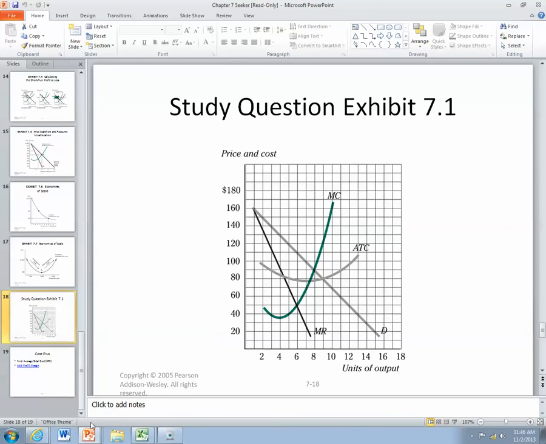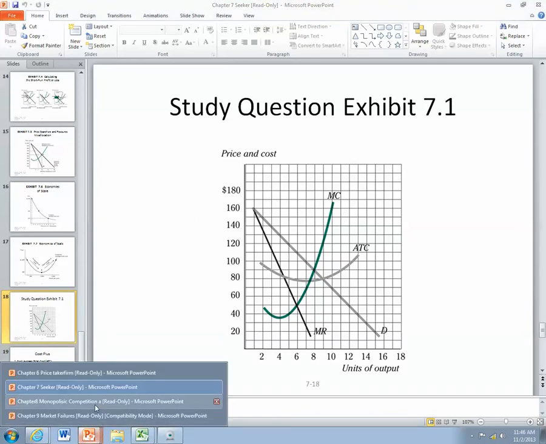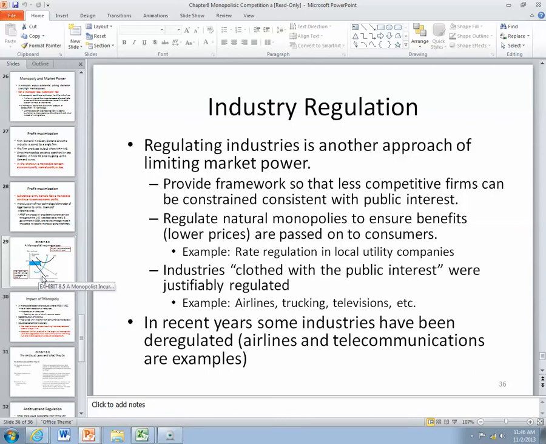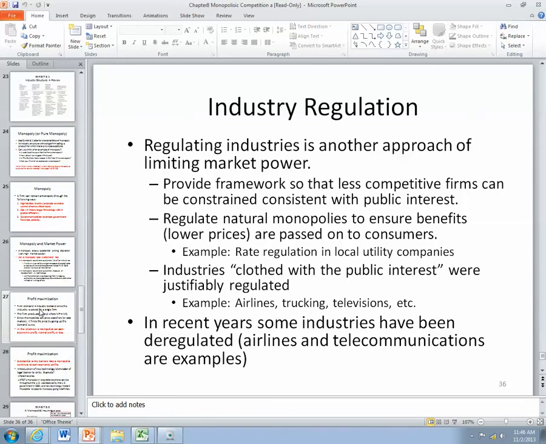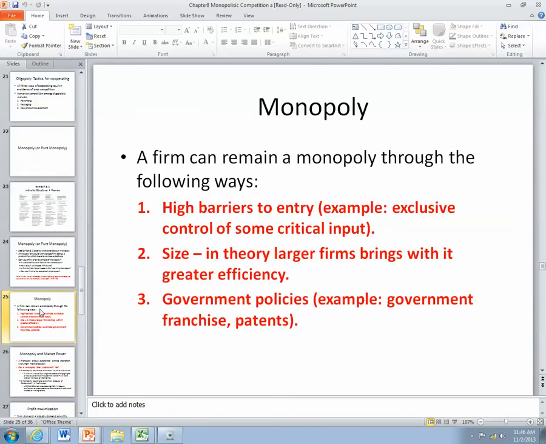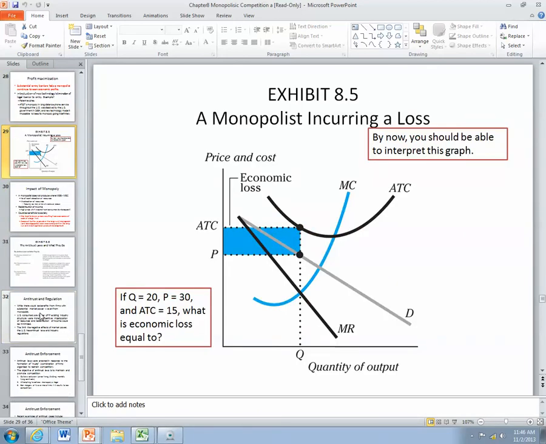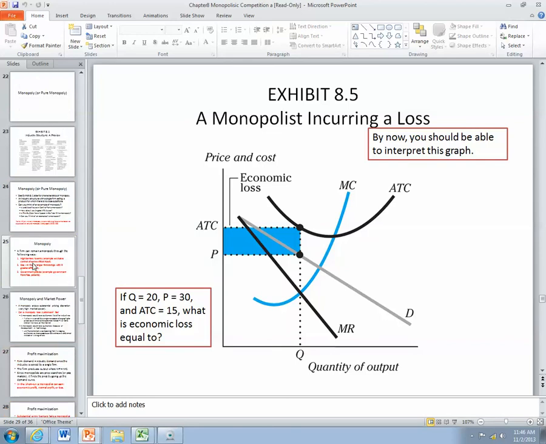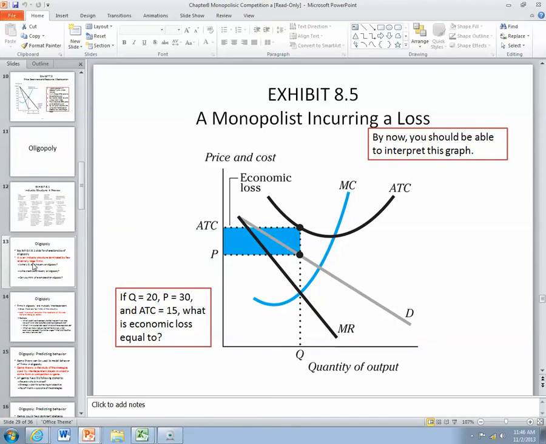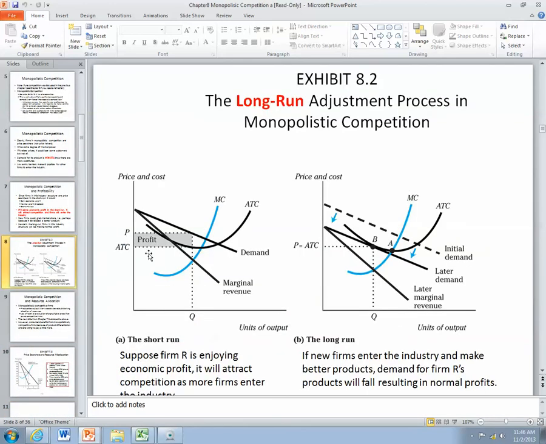In the long run, more firms will come in to a market if people are making economic profit. Here's chapter 8, and again, I'll highlight some choices. And please remember what I went over the other day in class. This one here. In the long run, with monopolistic competition, if you're making profits, more people are going to come in. So understand this slide here.